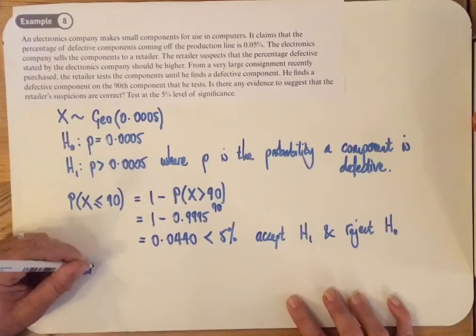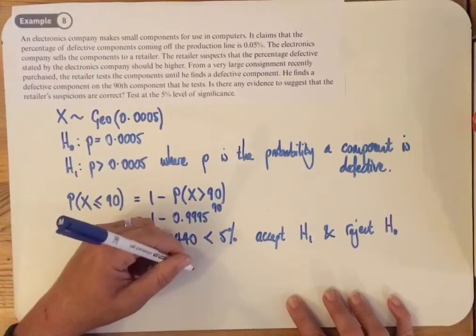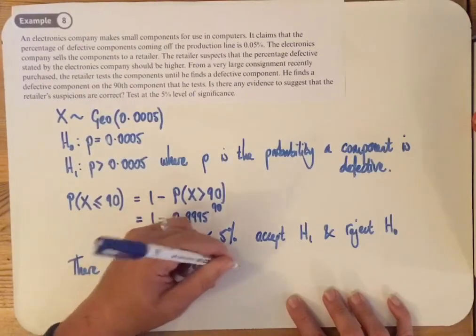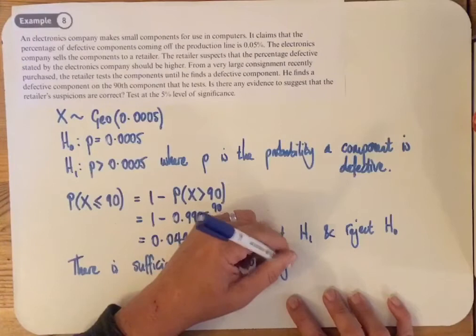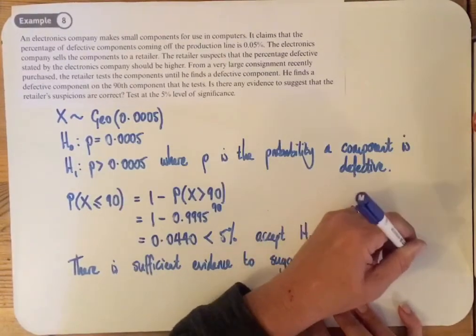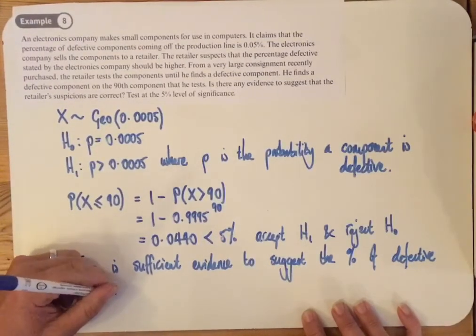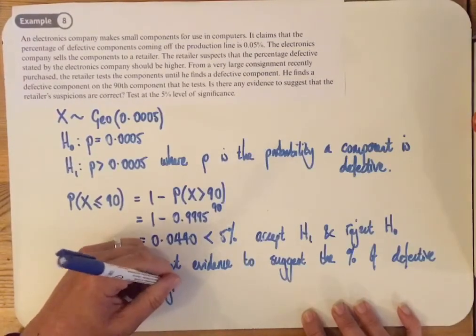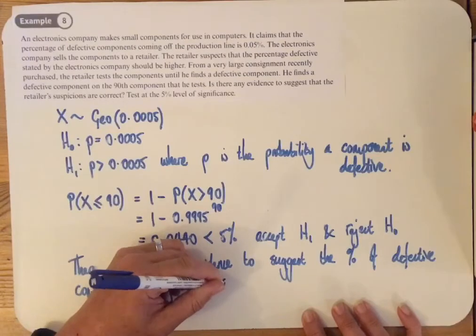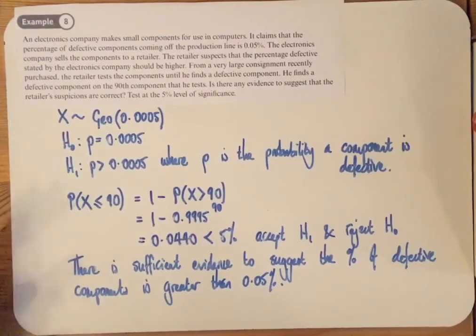So there is sufficient evidence to suggest the percentage of defective components is greater than 0.05%, and then you will expect to get a defective one sooner in your distribution, hence the less than or equal to here.